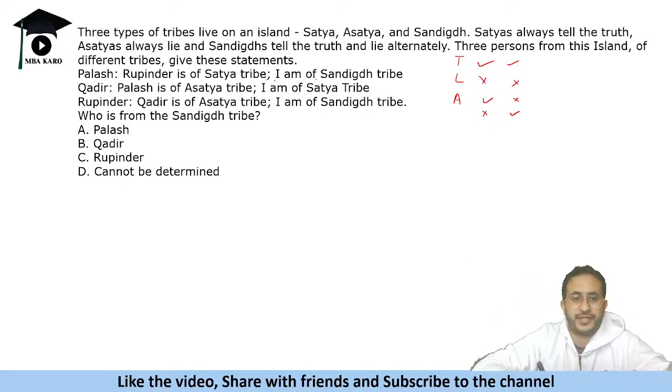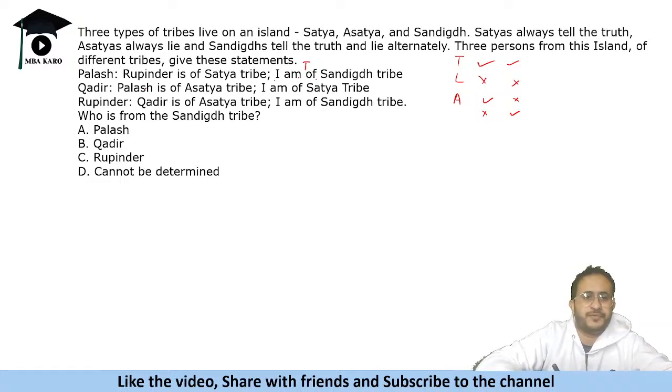So he says I am of Sandigdh tribe. He says Palash is of Asatya tribe. That means one of them will be true. Both cannot be true. Suppose this is true. Suppose we are assuming that this statement is true. If this is true, this will be false. If he is of Sandigdh tribe, we are assuming this to be true, this is to be false. Now, if this is true, he is of Sandigdh tribe, so his first statement should be false. So Palash is Sandigdh.